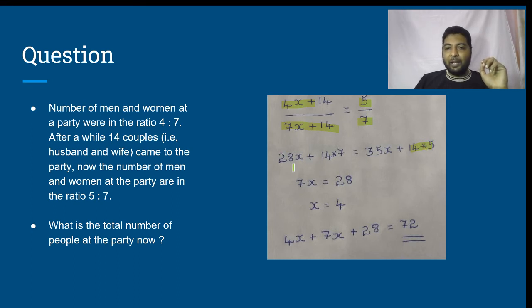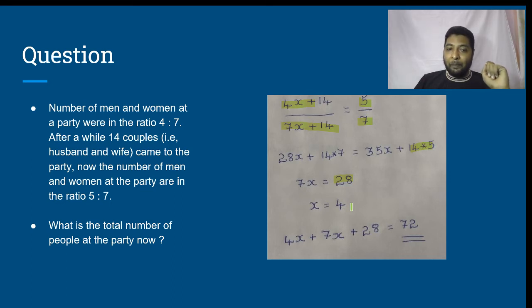Now 35x minus 28x, which is 7x, is equal to 14 into 7 minus 14 into 5. 14 seven times minus 14 five times. That means 14 two times. What is 14 two times? 28. So 7x is 28. Means x is how much? x is 4.